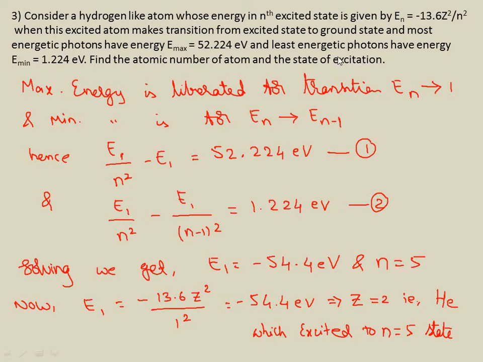So from where do we start? It's obvious that maximum energy will be liberated whenever the transition takes place from the nth level, which is the highest, to the ground, so En to the first. And minimum will be from En to En minus 1. Do you remember the many energy levels we drew while discussing the theoretical part, and we had drawn the energy level diagram. So ground level.